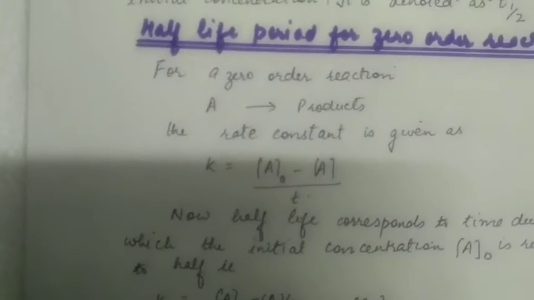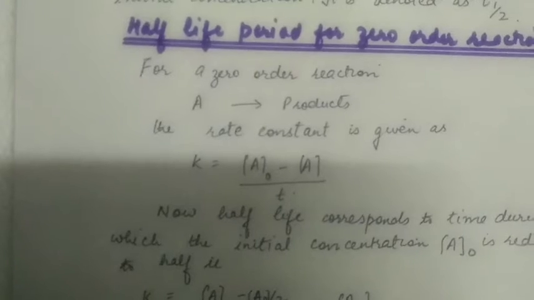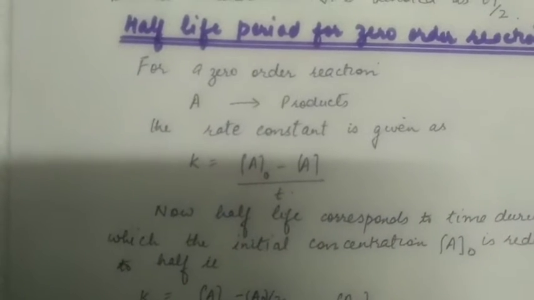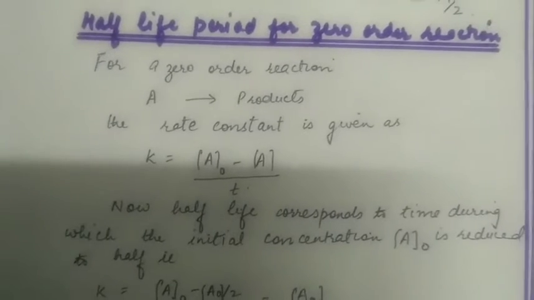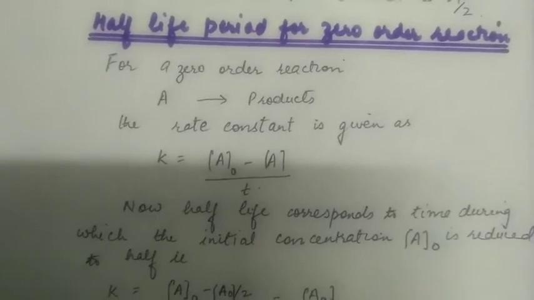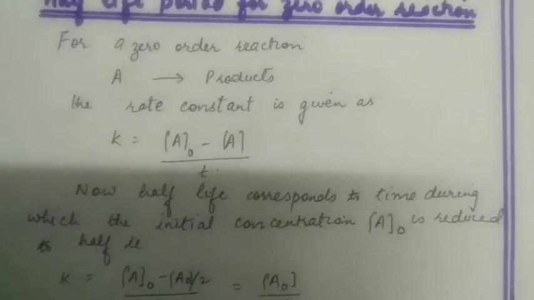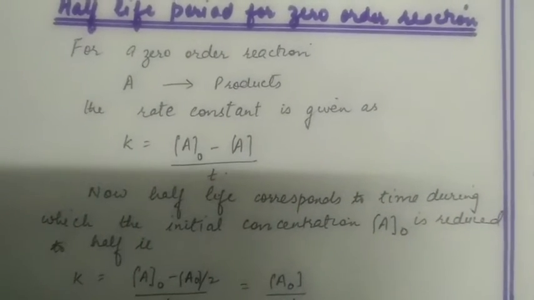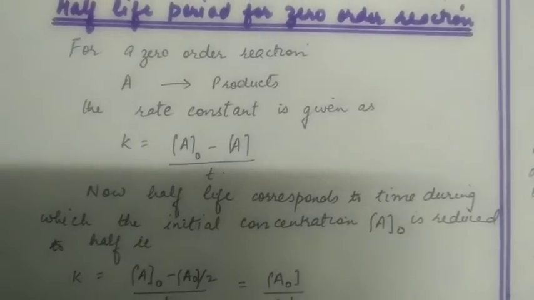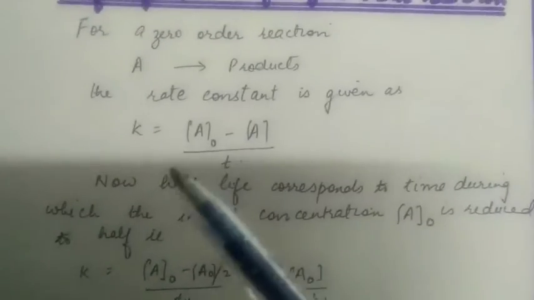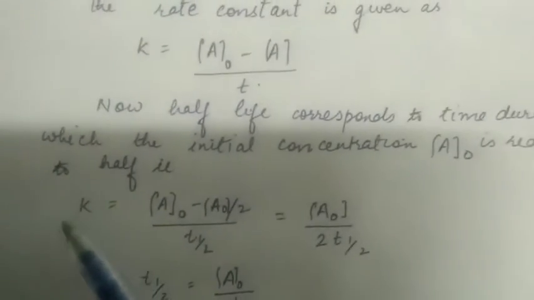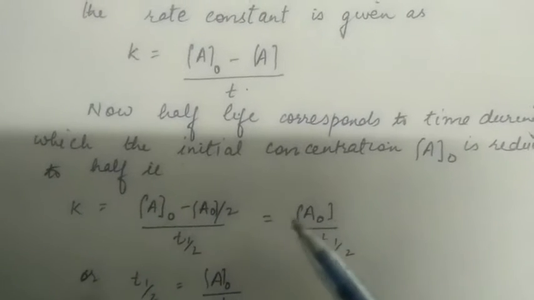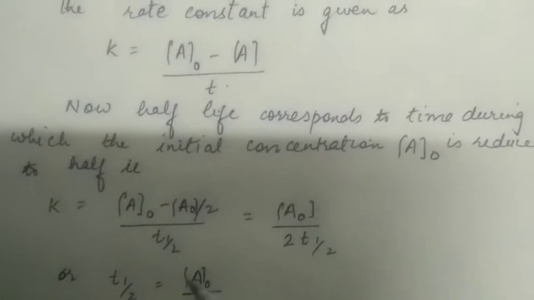Zero order reaction, A forms products. The rate constant is given as K is equal to A naught minus A upon T. Now half-life corresponds to time during which the initial concentration A naught is reduced to half, that is A becomes A naught upon 2. So K is equal to A naught minus A naught upon 2 upon T half.